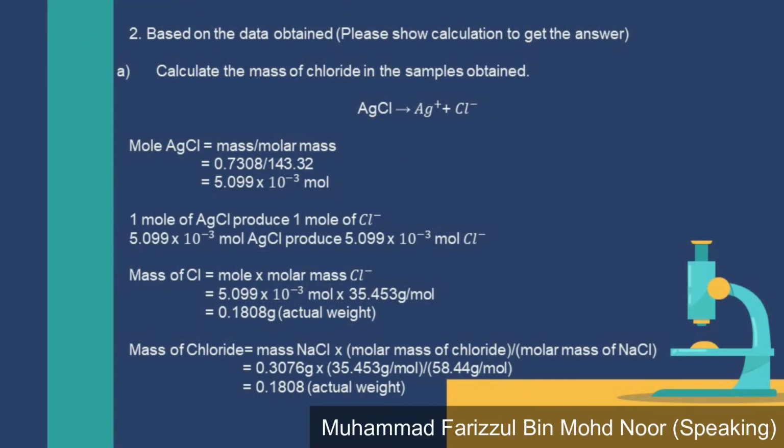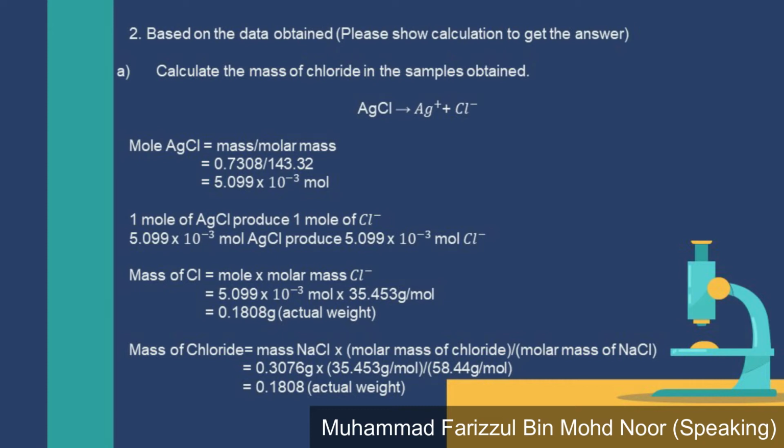Based on the data obtained, calculate the mass of the chloride in the sample. Firstly, calculate the moles of AgCl, which is mass divided by molar mass. 0.3708 divided by 143.32 equals 5.099 multiplied by 10 to the power of negative 3 mole. From the equation, 1 mole of AgCl produces 1 mole of Cl minus. So 5.099 multiplied by 10 to the power of negative 3 mole of AgCl will produce 5.099 multiplied by 10 to the power of negative 3 mole of Cl minus.